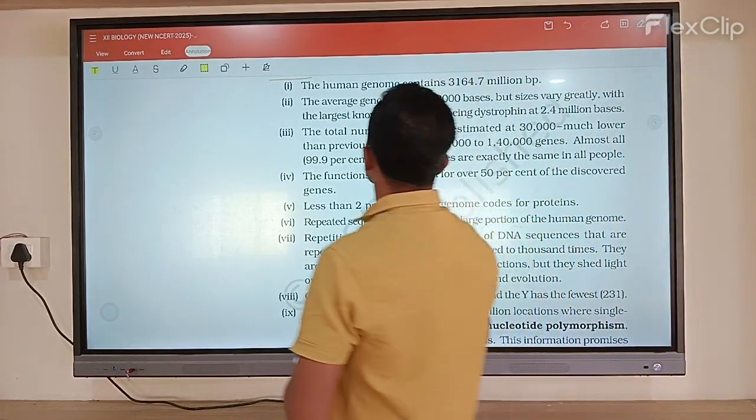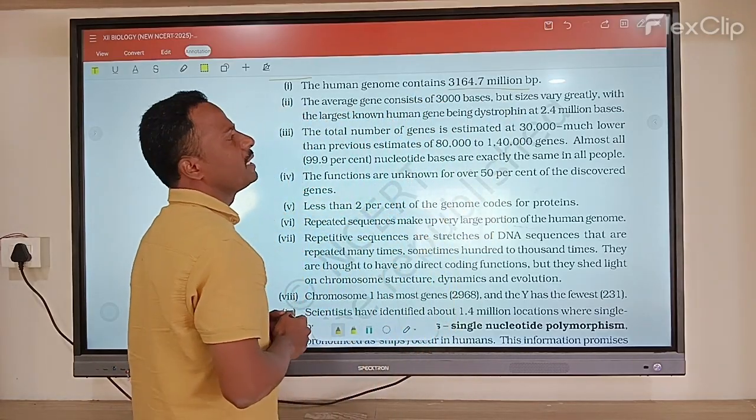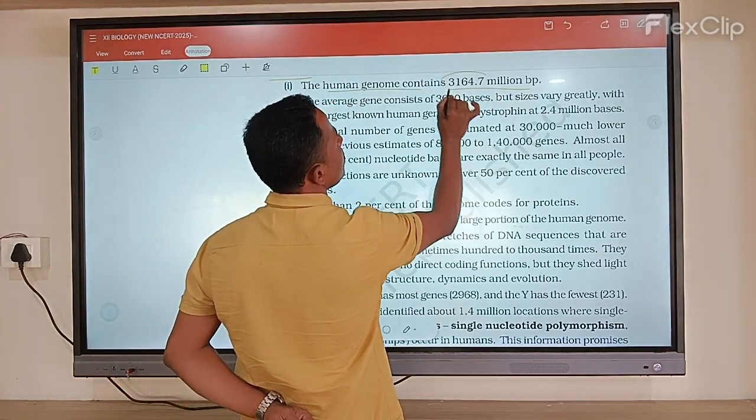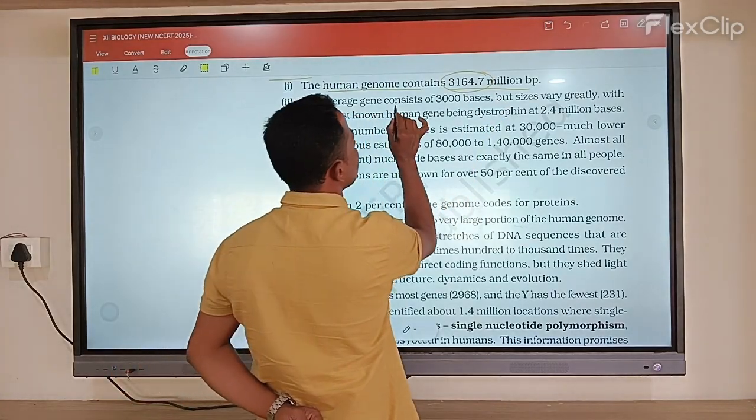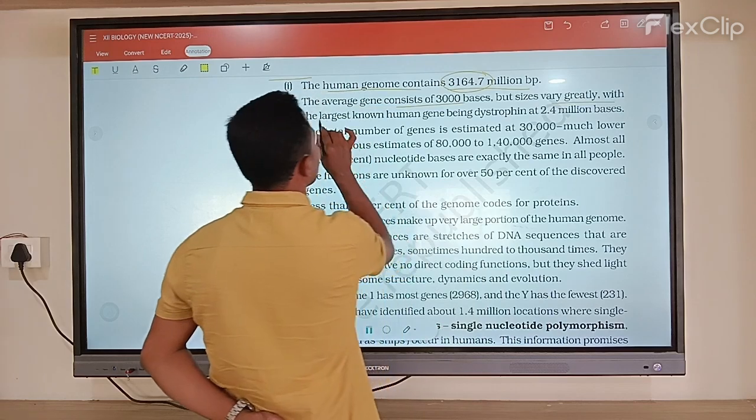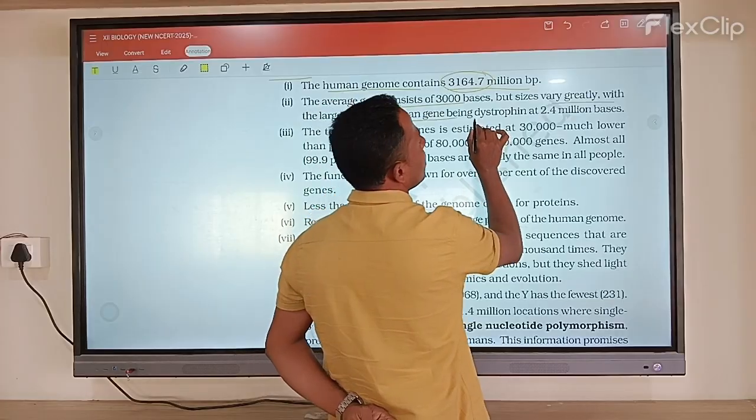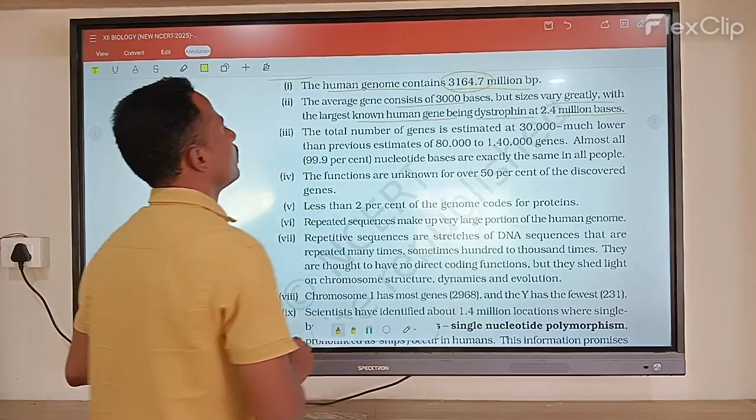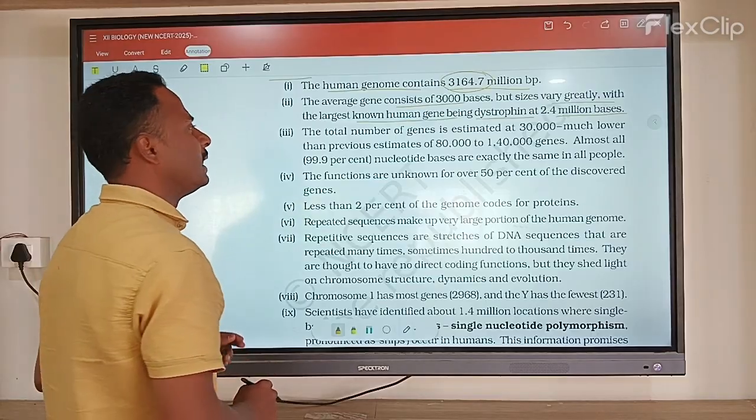The first one: the human genome contains 3164.7 million base pairs. So how many does the human genome contain? 3164.7 million base pairs. The second one: the average gene consists of 3000 base pairs, but the size varies greatly, with the largest known human gene being dystrophin at 2.4 million base pairs. So dystrophin has 2.4 million base pairs.